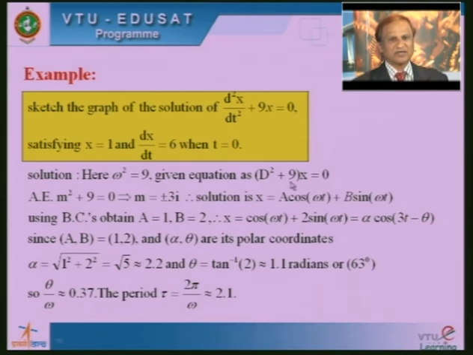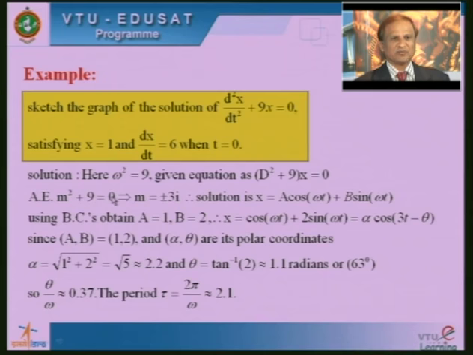Once we are able to write it in symbolic form, what is the next step? Simply I have to replace capital D by m. I will get an algebraic equation or auxiliary equation, what I have written in short form as AE. So, m square plus 9 is equal to 0. From this I can obtain the values of m, that is m is equal to plus or minus 3i.